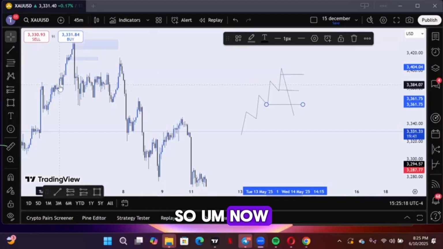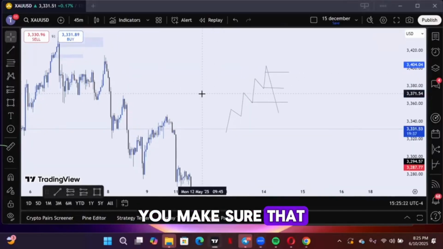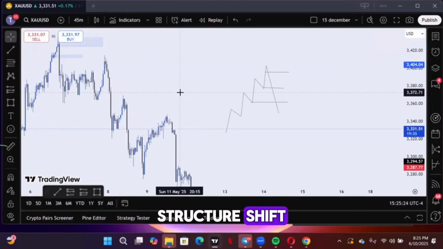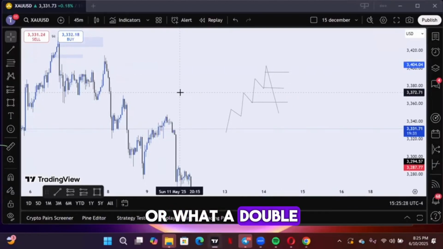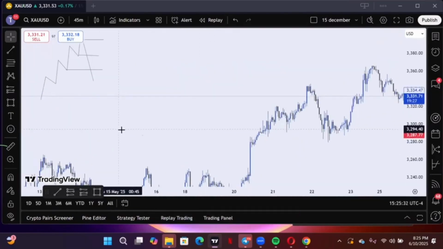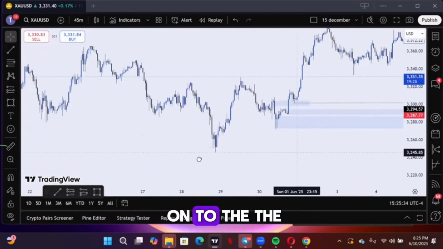So now that is the first rule. You make sure that there's what? A double structure shift. You make sure that there's a market structure shift or a double breakout structure. That is the first rule in picking a point of interest. Now, after that, you move on to the second rule.